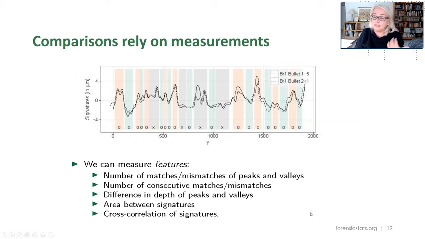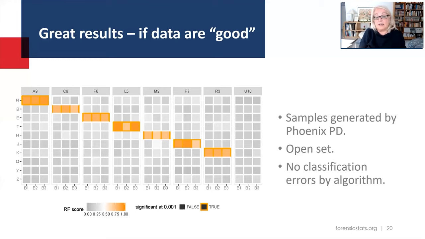We can measure, for example, the number of matches and mismatches of peaks and valleys. We can measure the difference in the depth of the peaks and valleys. We can measure the cross-correlation. There are many different things that can be measured. We call those features. And those features can be combined to produce some sort of a similarity score. In the case of this bullet algorithm, the features are combined using what's called a random forest, which is a learning algorithm.